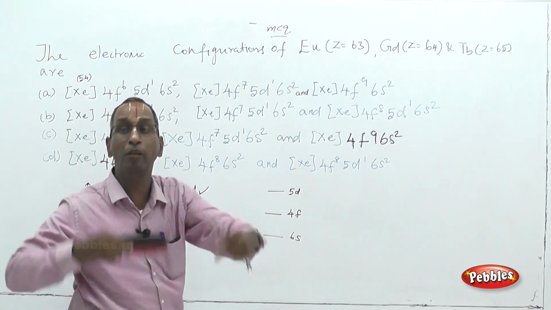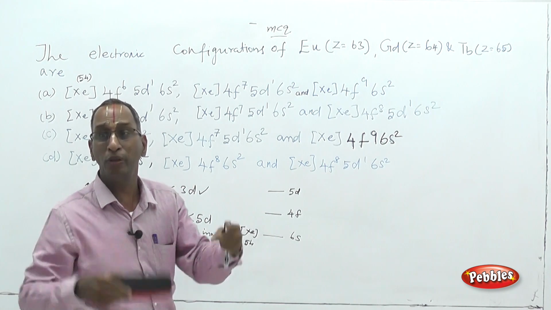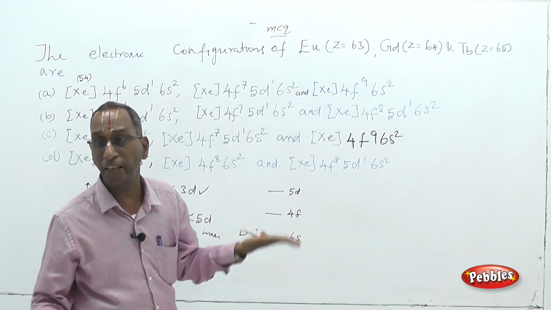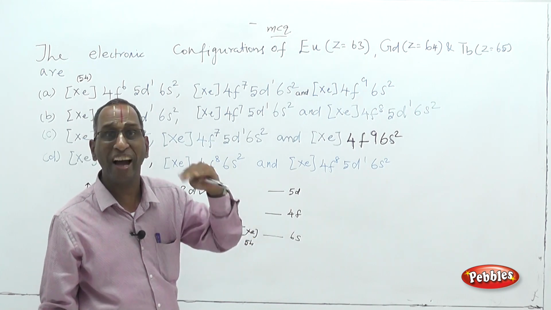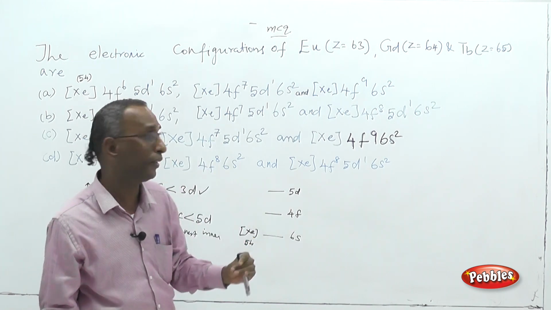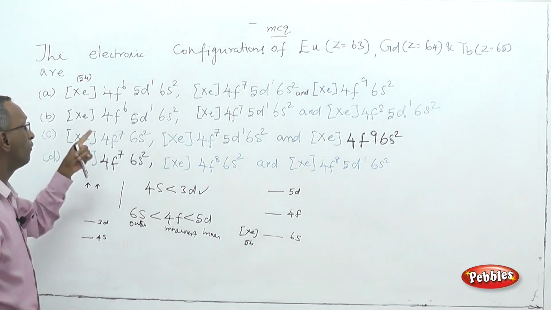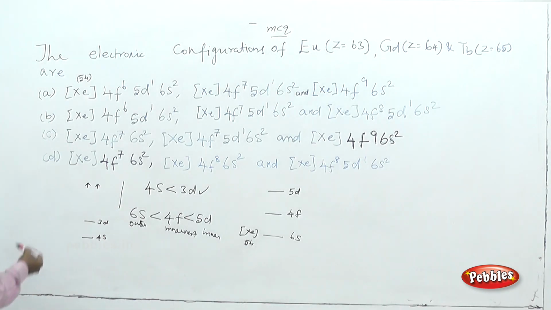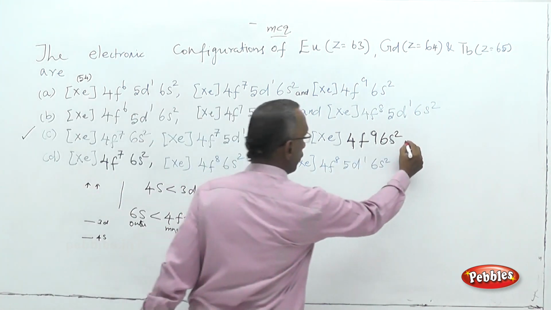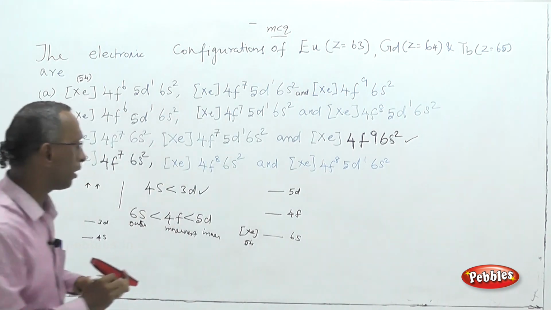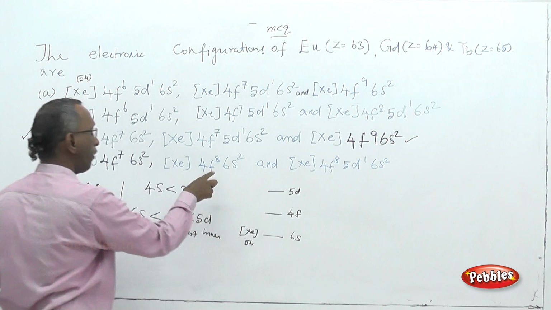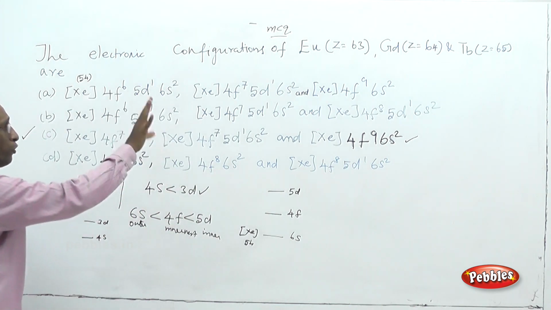4f8 will rearrange to get 4f7 and 5d1. What would be the case? That is to be noted. Because of the higher priority of half-filled configuration, first 4f is getting filled. So, as per this order, choice C is the correct one for this electronic configuration. Others are not there. 4f8 means it is not half-filled. 4f8 is not half-filled. That is to be noted.